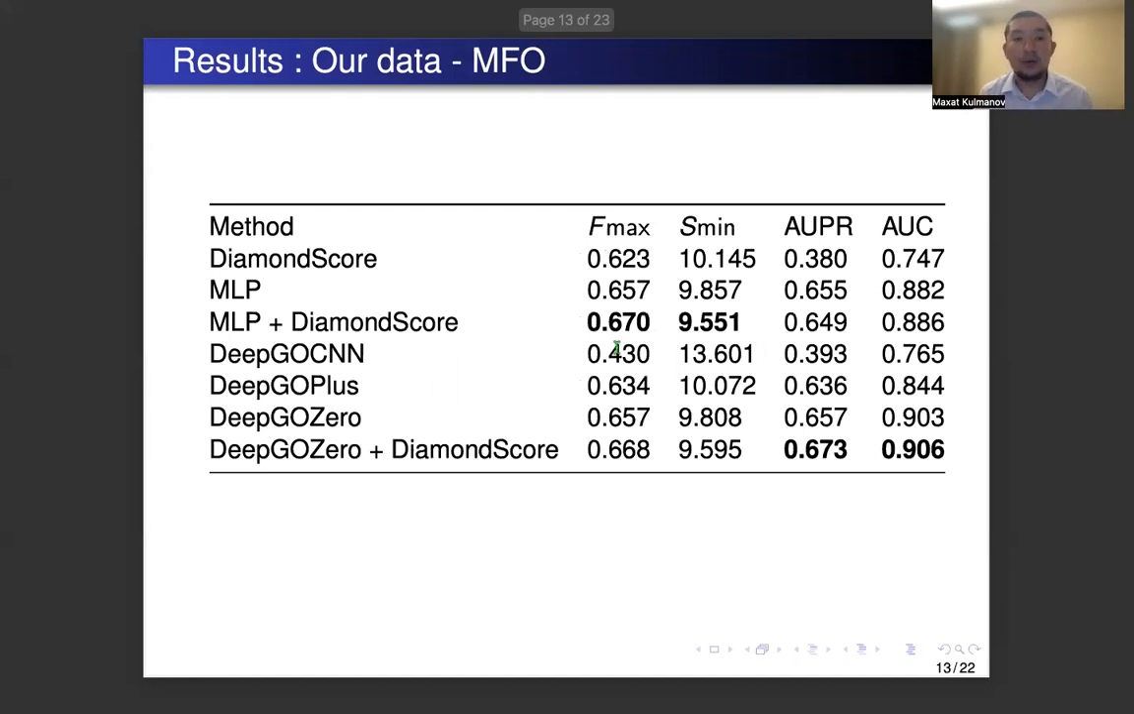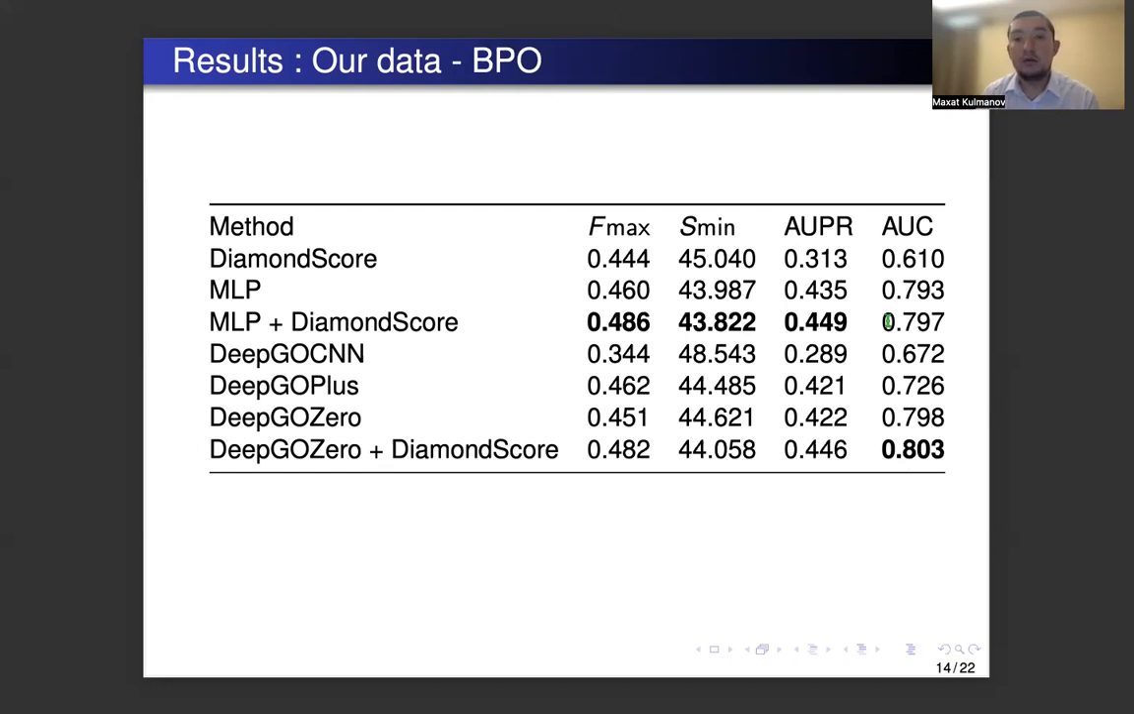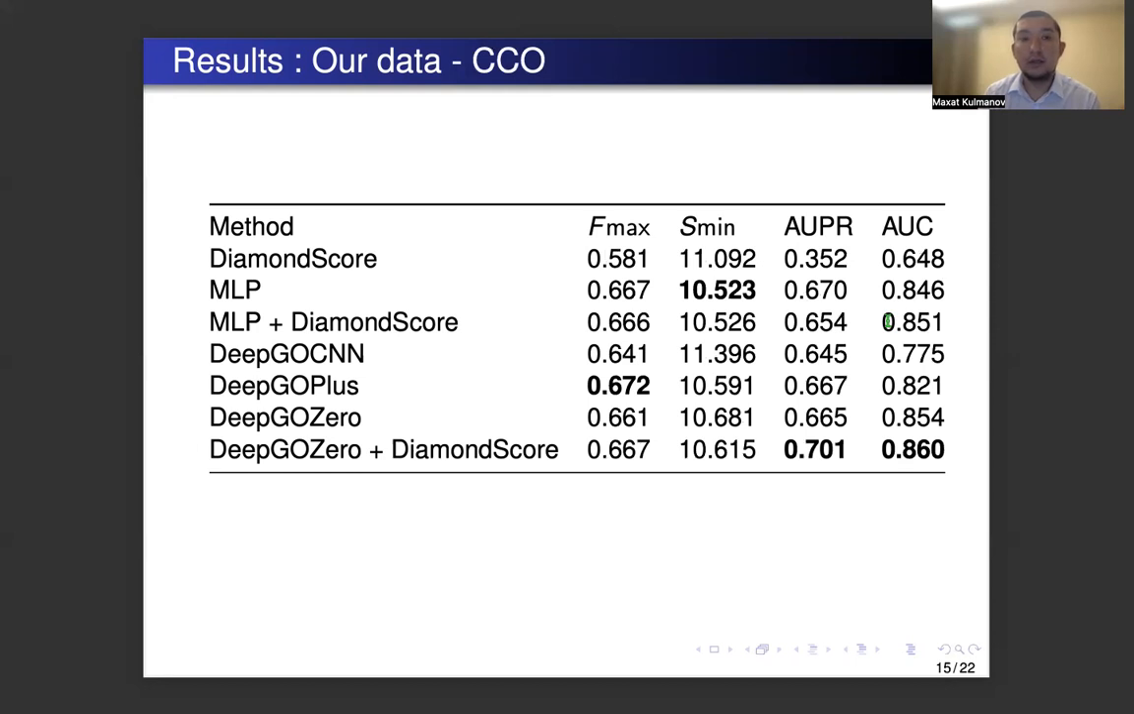So on our data, our method shows that it can achieve the best performance in terms of term-centric AUC. Here we are using 4 measures. The first 3 are protein-centric, so it means that we average by proteins. And the last one, AUC, is term-centric. Our method achieves almost similar performance to a simple MLP network combined with sequence similarity, and it gets 0.668. And it achieves the best in terms of term-centric AUC. That is also true for all 3 ontologies.